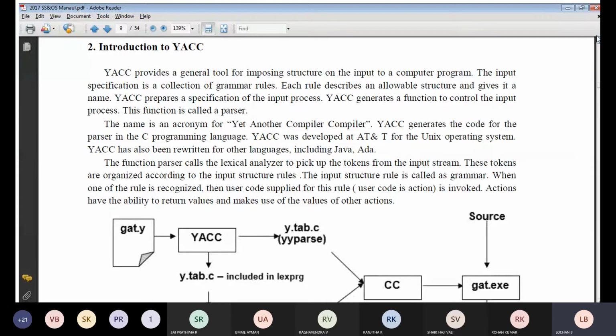So in this particular case, what is the full form of your yacc? Yet another compiler compiler. This is the full form of your yacc. Yacc generates the code for the parser in the C programming language, which was mainly developed for the Unix operating system, and which can also be rewritten in other programming languages, either Java or Ada, whatever it may be. The function parser calls the lexical analyzer to pick up the token from the input stream.